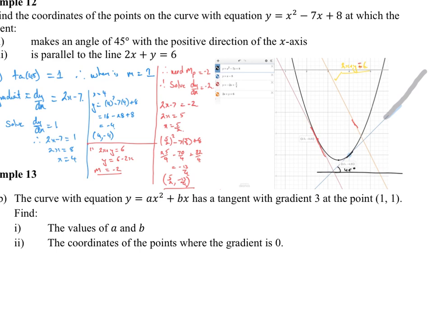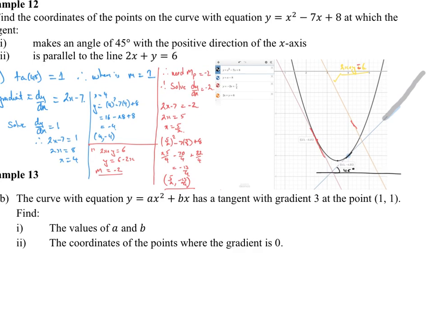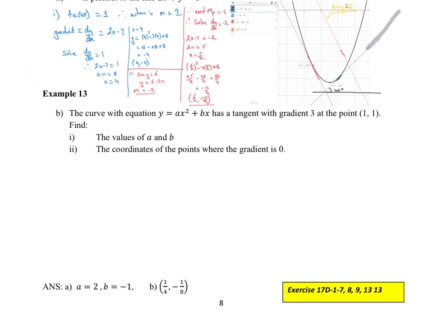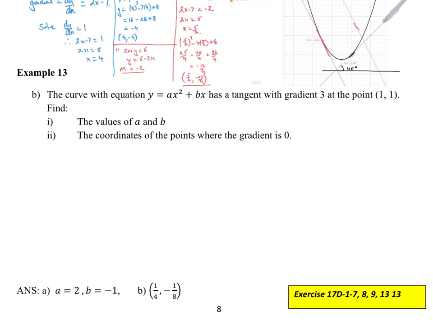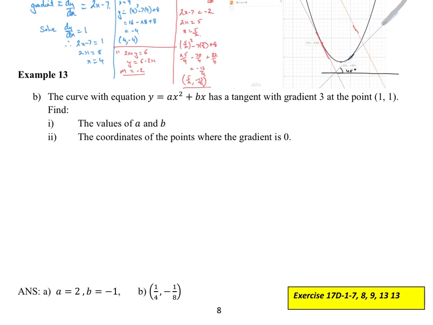So as soon as we start working with gradients, it means I need a rule that involves or represents the gradient. And a rule that represents the gradient is always a derivative. Okay, so let's have a look at our last question here. The curve with the equation y equals ax squared plus bx has a tangent with gradient 3 at the point 1, 1. Find the values of a and b. Okay, so first things first. We're going to find a and b, so I need 2 bits of information.